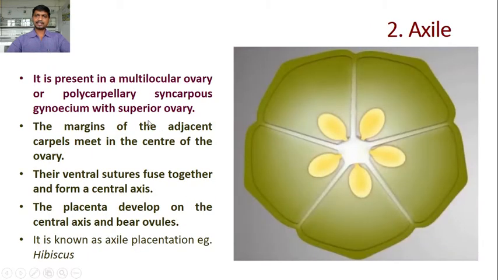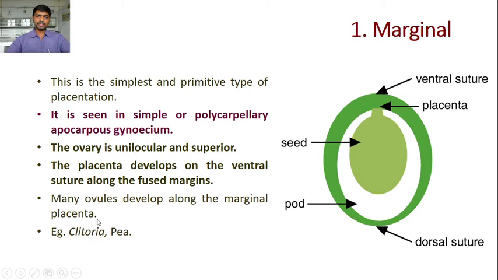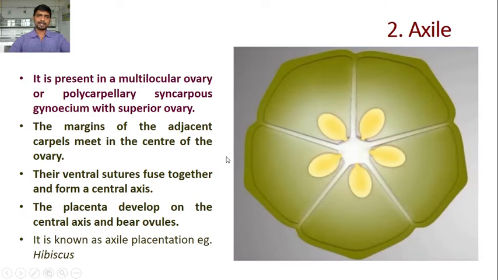Next to this is the axial placentation. So what is the difference between these? Here it is present in the multilocular ovary, while in the marginal placentation we can see the ovary is unilocular and superior. In case of axial placentation the ovary is multilocular, it contains many locules. So these are the locules 1, 2, 3, 4 and 5. It is a multilocular ovary or a polycarpellary syncarpous gynoecium. Here the carpels are united by the formation of a septa or a septum. So these carpels are united, so we say the ovary is syncarpous.